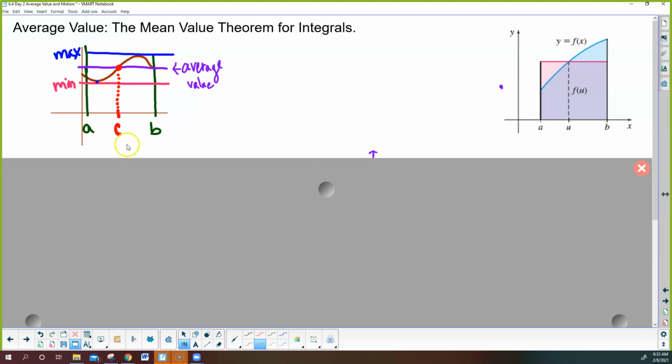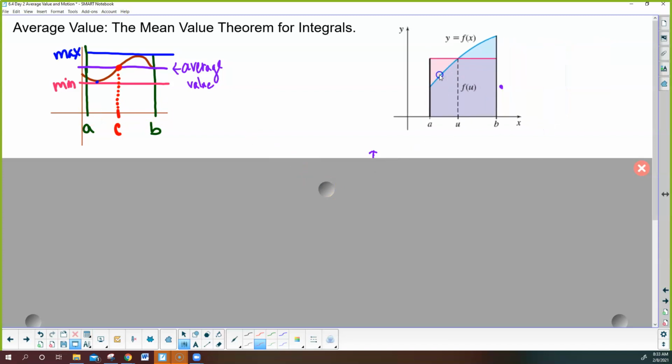a lot of times we just call it c, but that c value is actually the spot at which the average value is exactly the max plus the min divided by 2. So remember, when we find the average of something, we add them together and divide by 2. Well, we're basically going to do that, except instead of dividing by 2 here, we're going to divide by the difference of the x values.